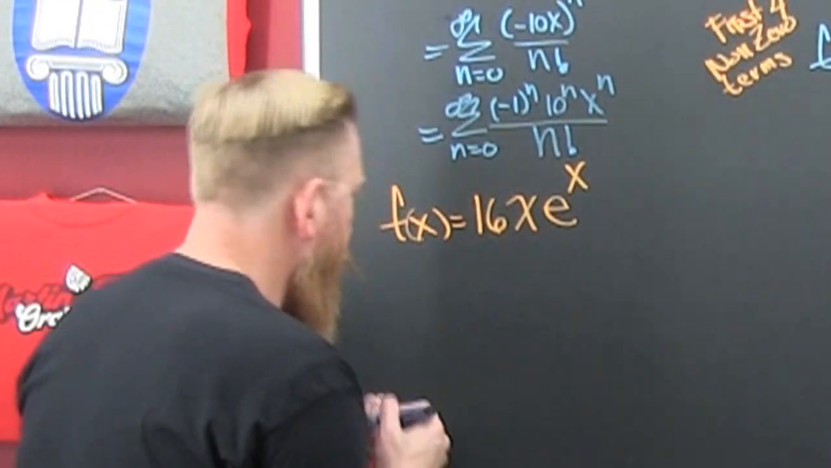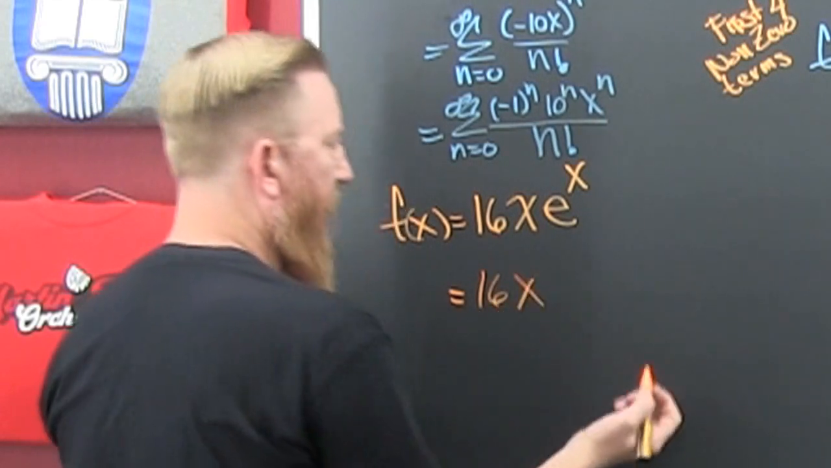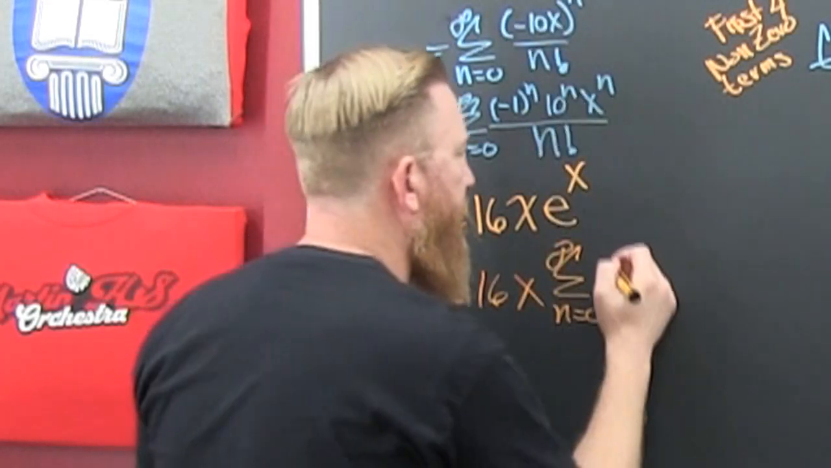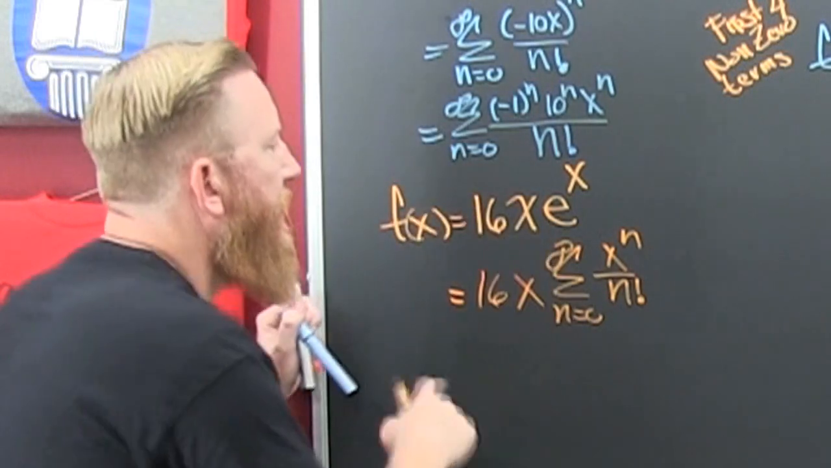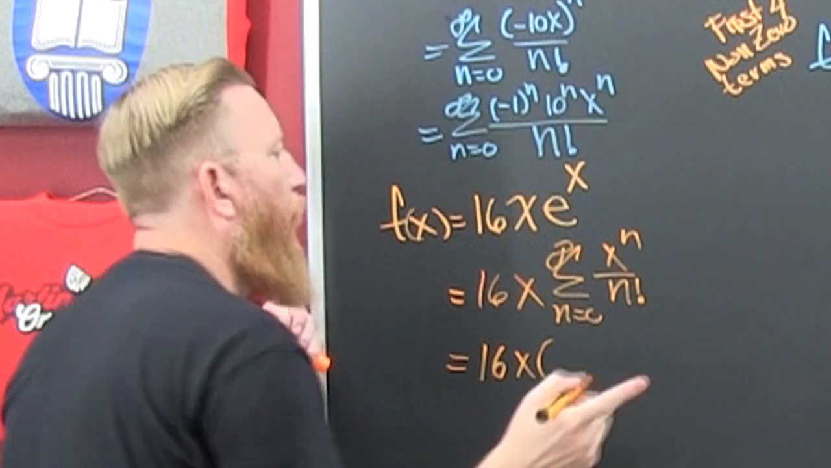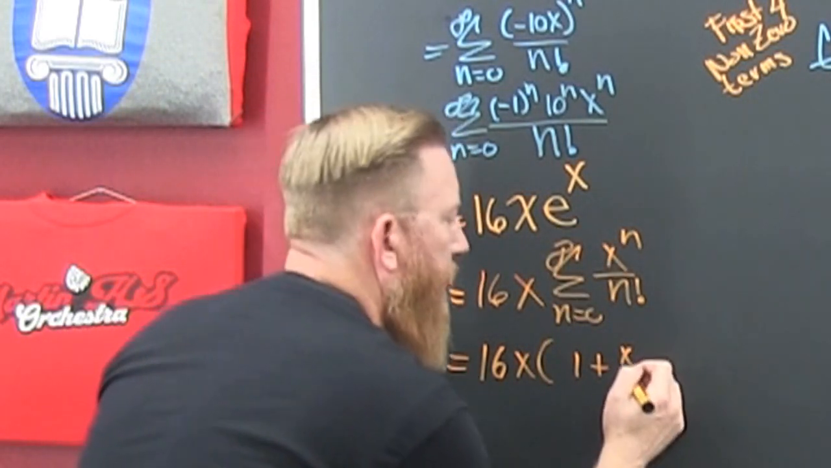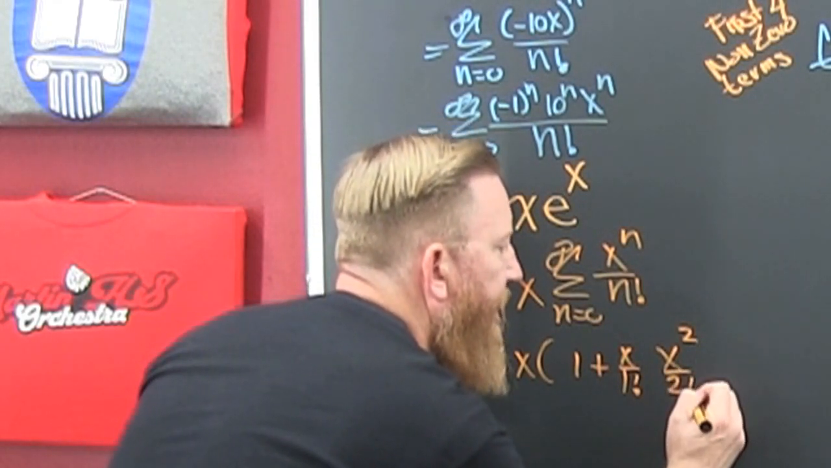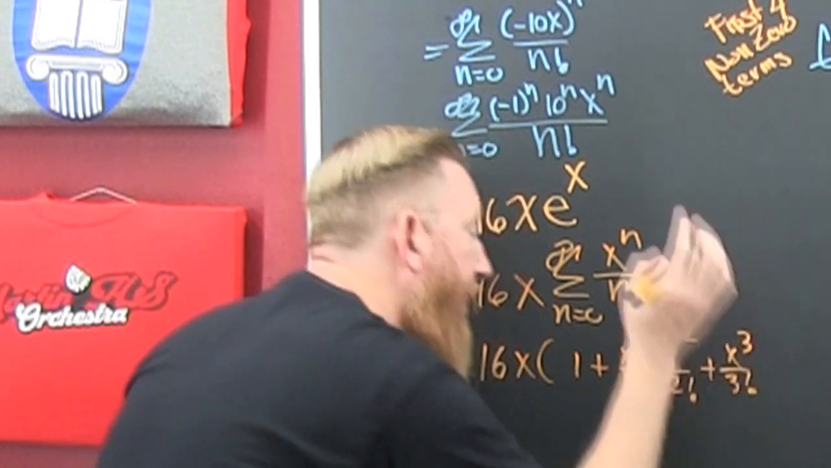Now, what goes on here? So I'm looking at that and it looks like it is 16x times the sum, n equals 0 to infinity, that same series, x to the n divided by n factorial. I'm going to write in some steps that you don't need to see. This starts at 1, then plus x divided by 1 factorial, then x squared divided by 2 factorial, then x cubed divided by 3 factorial, and so on.